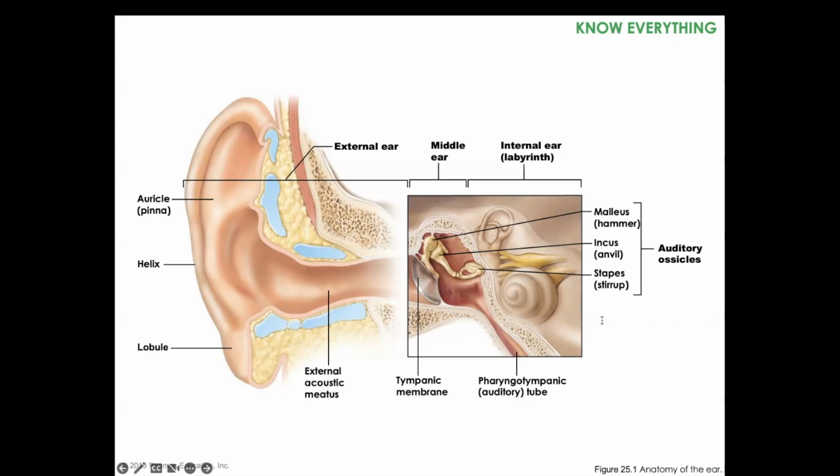In the inner ear, we have everything else. We have the cochlear and vestibular nerve innervating here. And we have the pharyngotympanic tube or the auditory tube connecting the pharynx to the middle ear.